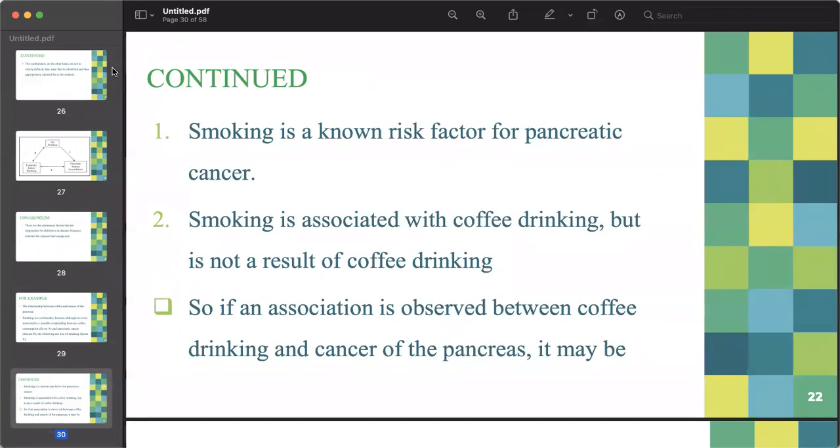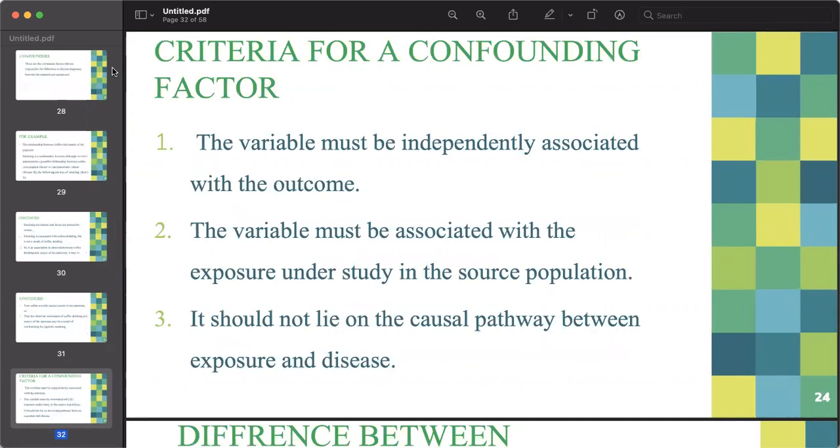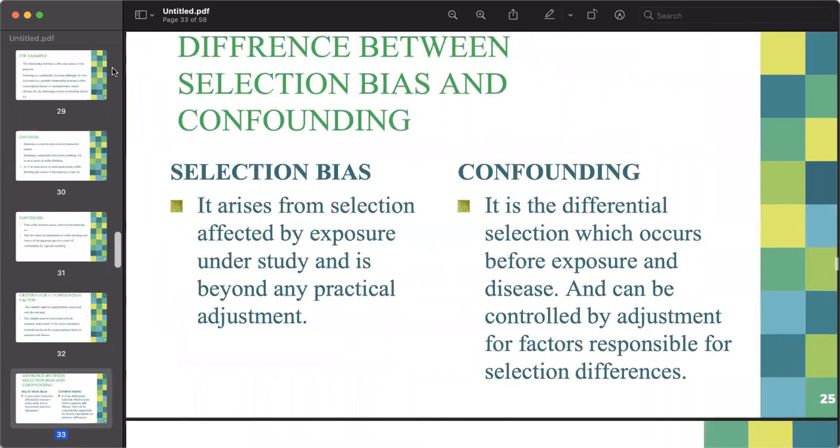So if an association is observed between coffee drinking and cancer of the pancreas, it may be that coffee actually causes cancer of the pancreas, or that the observed association may be a result of confounding by cigarette smoking. Criteria for a confounding factor: the variable must be independently associated with the outcome. The variable must be associated with the exposure under study in the source population. It should not lie on the causal pathway between exposure and disease.